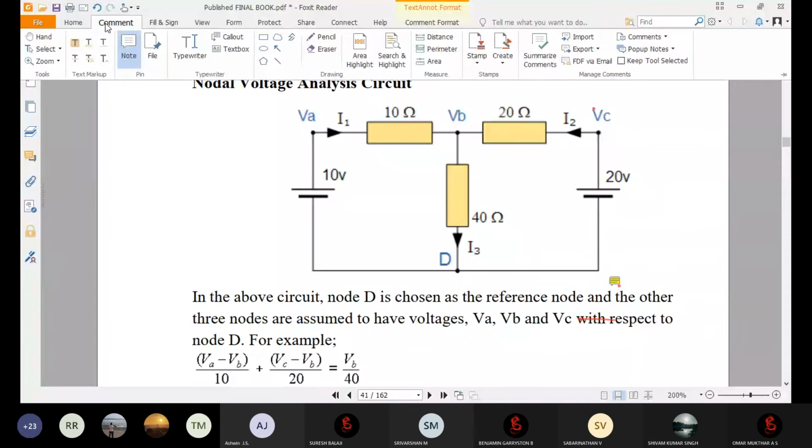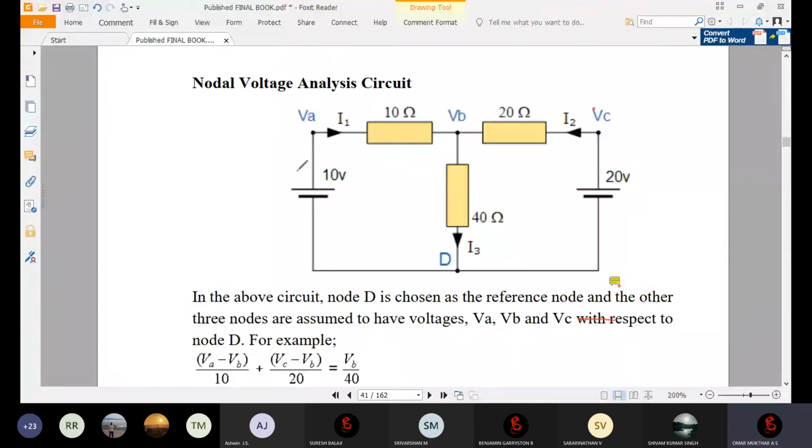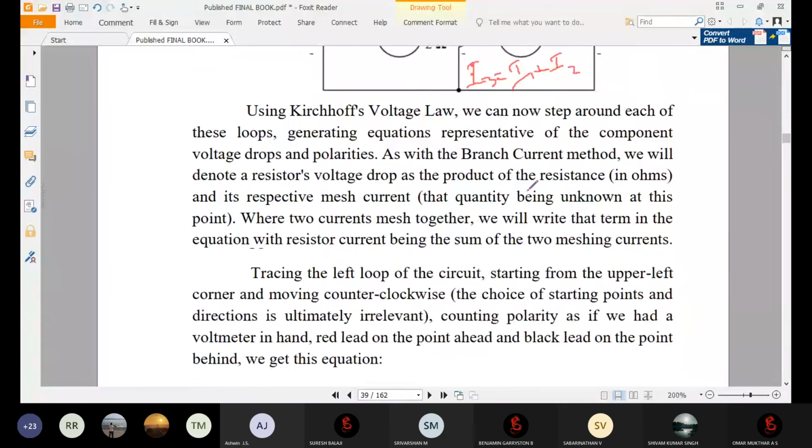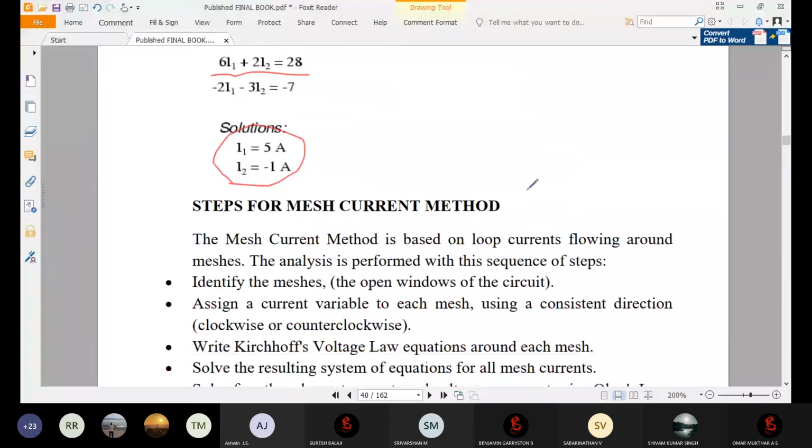So what is the first step? I'll give a hint. For every loop you have to make the equation, and we will verify it. The first equation will be 10 minus I1 into 10 ohm, and here the current is flowing together, so 40 multiplied by I1 plus I2. It is a different value here, it is 42. Okay, just solve the same.